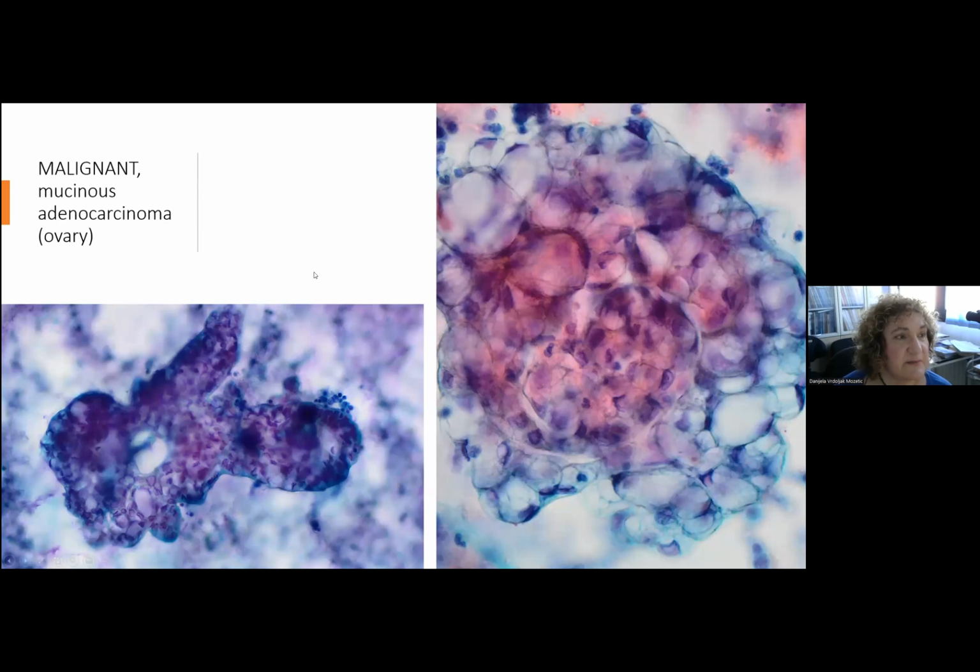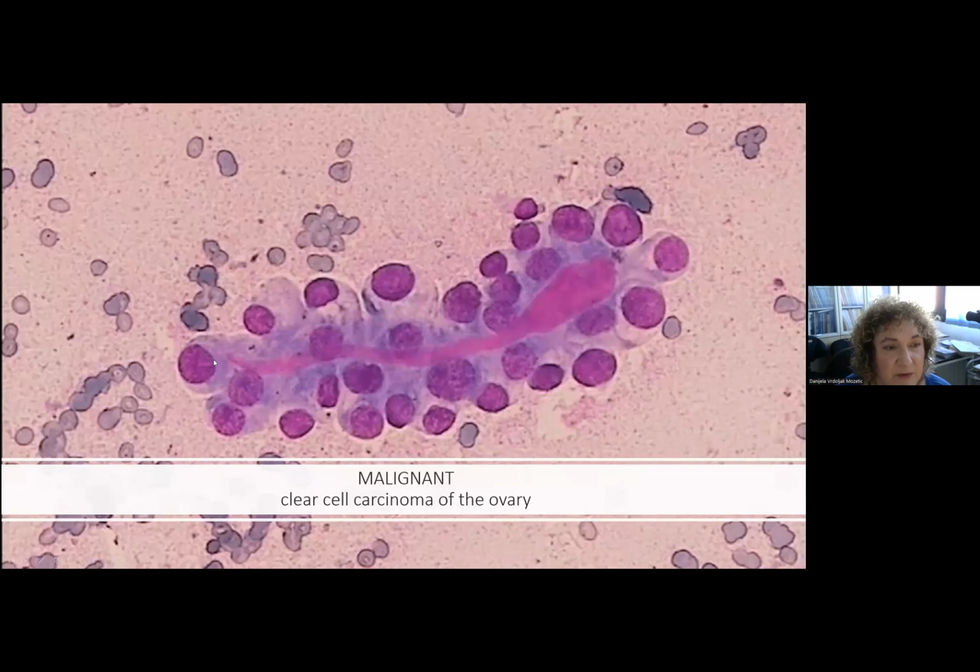So the next example is mucinous adenocarcinoma of the ovary. You can see here the large papillary structures with the signet ring cells inside the structures with the mucin. When you see such a cluster with the dense eosinophilic material inside, you can suspect clear cell carcinoma of the ovary. This is a typical raspberry body consistent with clear cell carcinoma of the ovary.